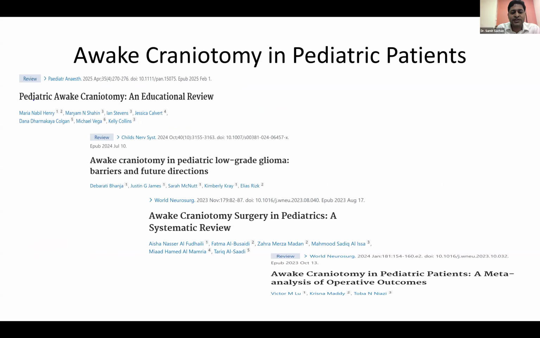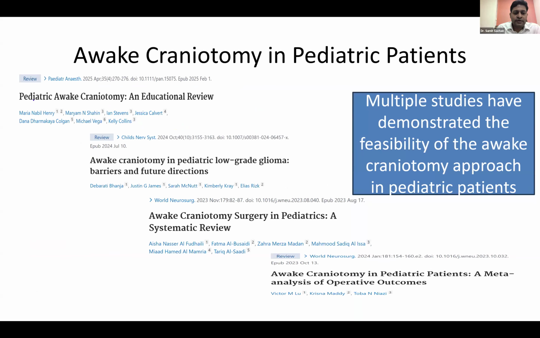Now, coming to the scalp block in some special subsets. These are some of the review articles where awake craniotomy has been performed in pediatric patients. Usually, the age group is between 12, 13 to 15 years, taken by most of the authors. They found that awake craniotomies using scalp block can be performed easily in pediatric age groups. However, one case report has even mentioned that awake craniotomy was successfully performed in a 9-year-old child.